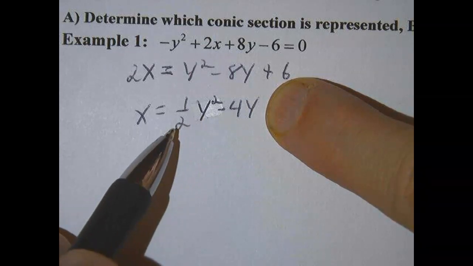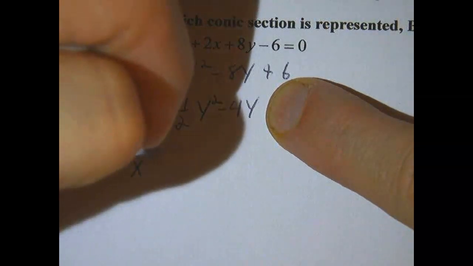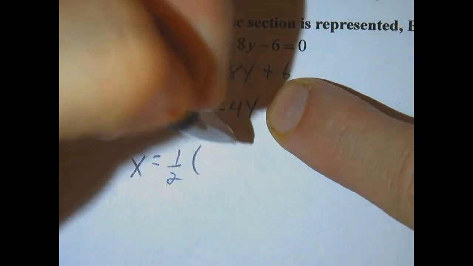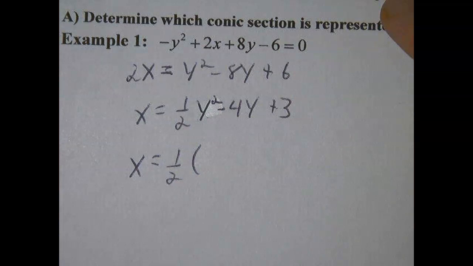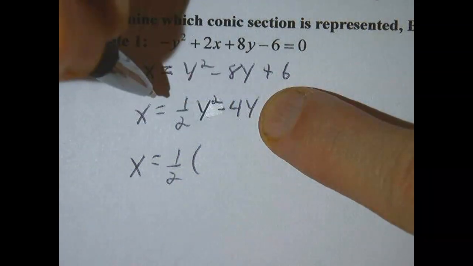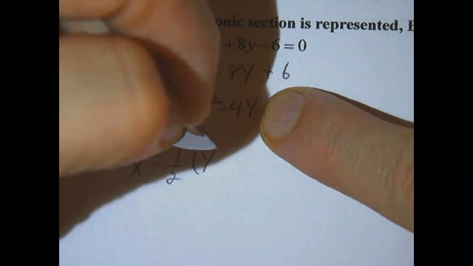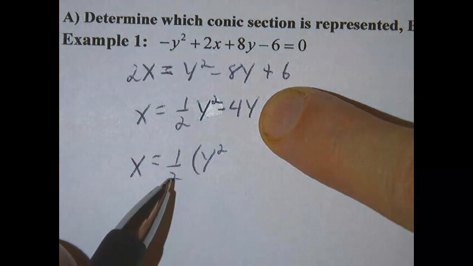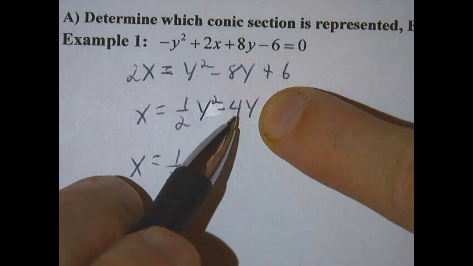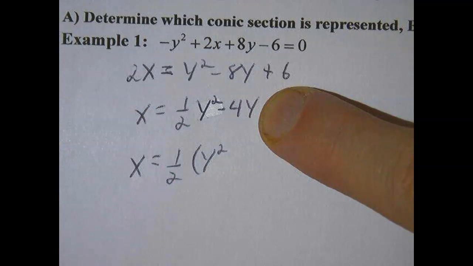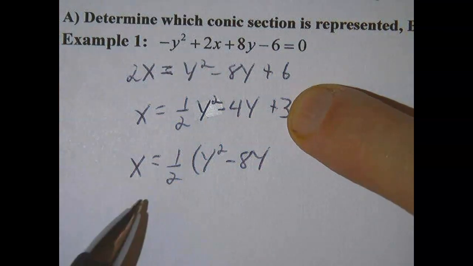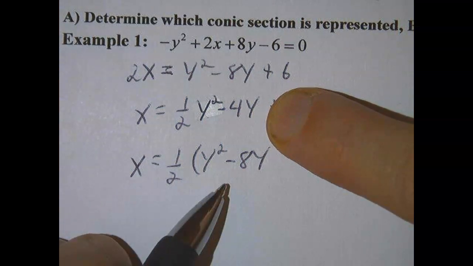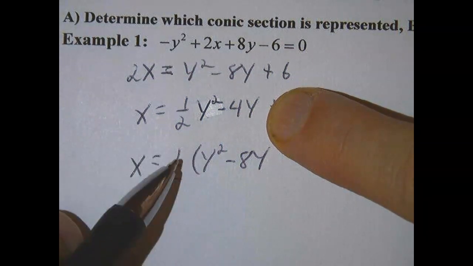Now, when we factor out the 1/2, we have to be really careful. So we take the 1/2 and we have to figure out what do we actually multiply by to get this back. Well, y squared is the easy one. But what do I have to multiply 1/2 by to get negative 4y? It's got to be minus 8y. So I have to put minus 8y here. All right, so far, if I were to distribute this, I would get that.